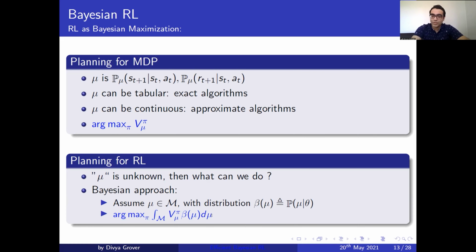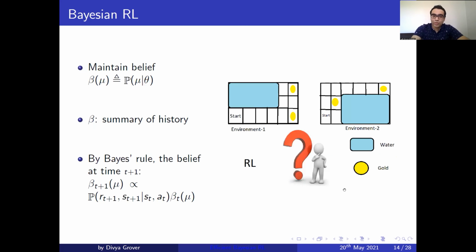So we tweak the value function a bit, and we just assume that since we don't know the MDP, the agent will maintain a belief over all possible MDPs mu. Okay. So to make things more concrete, yeah.